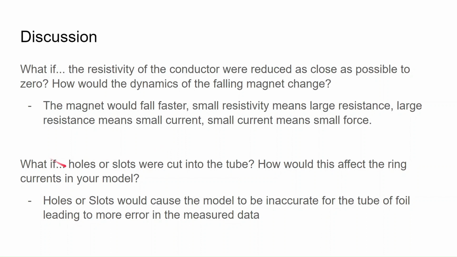So if holes or slots were cut into the tube, this would affect the ring currents in the model, because since we model this as a bunch of rings stacked on top of each other, if there were slots cut in the tube, then that ring would not be accurate. There would not be an even z-axis force applied on the conductor. It would have some x-axis component that would cause it to spin and cause some sort of change in the way it falls, causing the physical experiment to yield different results than the experimental model or analytical model.